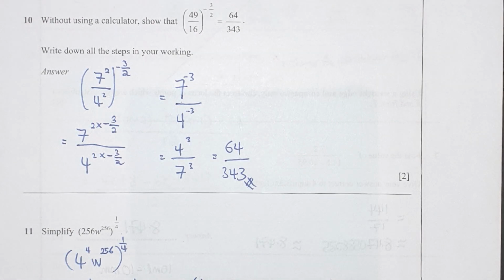Question 10, without using the calculator. So first thing first, I change 49 into 7 to the power of 2, and 4 to the power of 2 for the 16 over there. Then I multiply the power into both of the variables. Your final result will actually be 7 to the power of negative 3 over 4 to the power of negative 3. So to get rid of the negative in the power, simply swap them. Then you get 64 over 343.